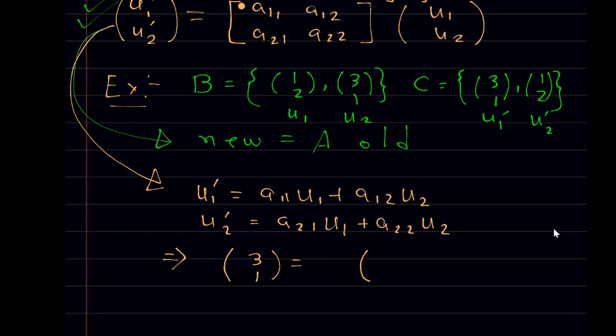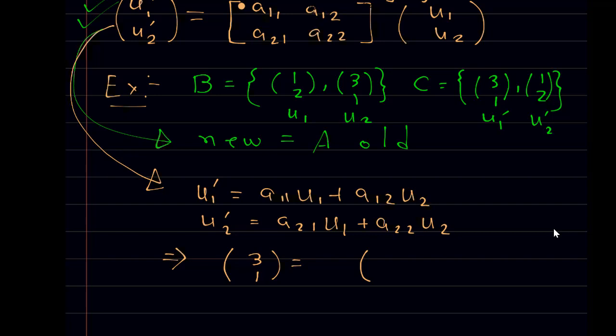It's quite clear. What is u2 prime? u2 prime is 1 2 equals, what is u1? u1 is 1 2, and what is u2? u2 is 3 1. So I get a 1 here and a 0 here. It was a very easy example.